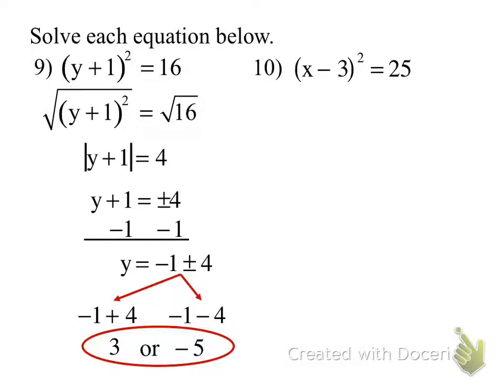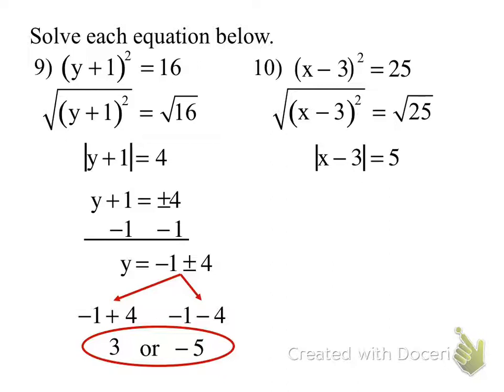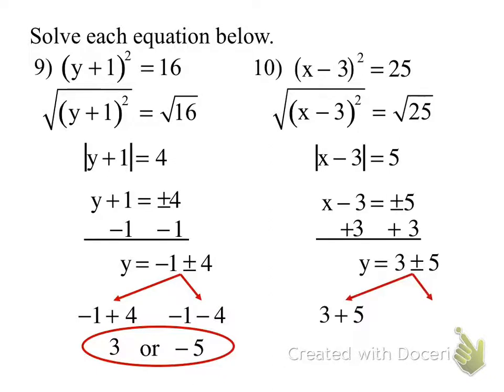All right. So we're going to root both sides. X minus 3 equals plus or minus 5. Add 3 to both sides. 3 plus 5, 3 minus 5. So we've got negative 2 and 8. Okay, questions on those?